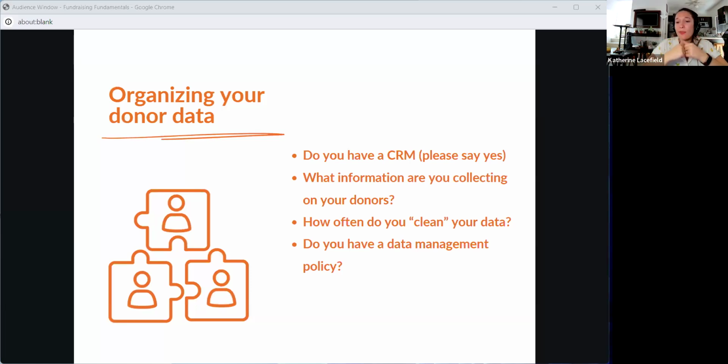The third one is, how often do you clean up your data? When I say that, it could be very manual, just making sure that the information makes sense. Sometimes it's just capitalization, or that the first name and last name haven't been inverted.